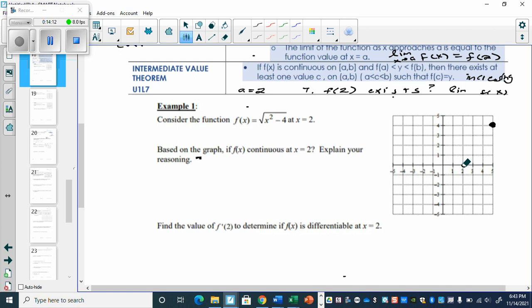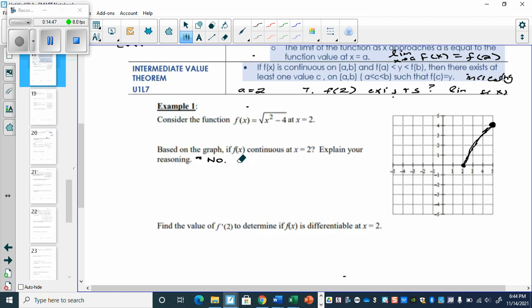Somewhere around there. Okay? So I'm going to create a little graph here. All right. So it says based on the graph, is f of x continuous at x equals 2? And so before it gets to 2, and that's a no. That's a no. Okay? And this is my reasoning.